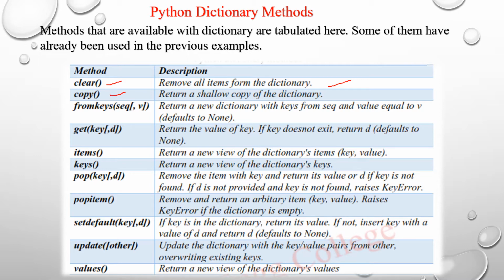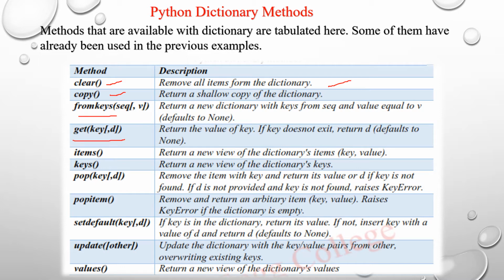Copy is another dictionary method. It returns a shallow copy of the dictionary. The next method is fromkeys. It returns a new dictionary with the keys from the sequence and value equal to v. The default value is None.